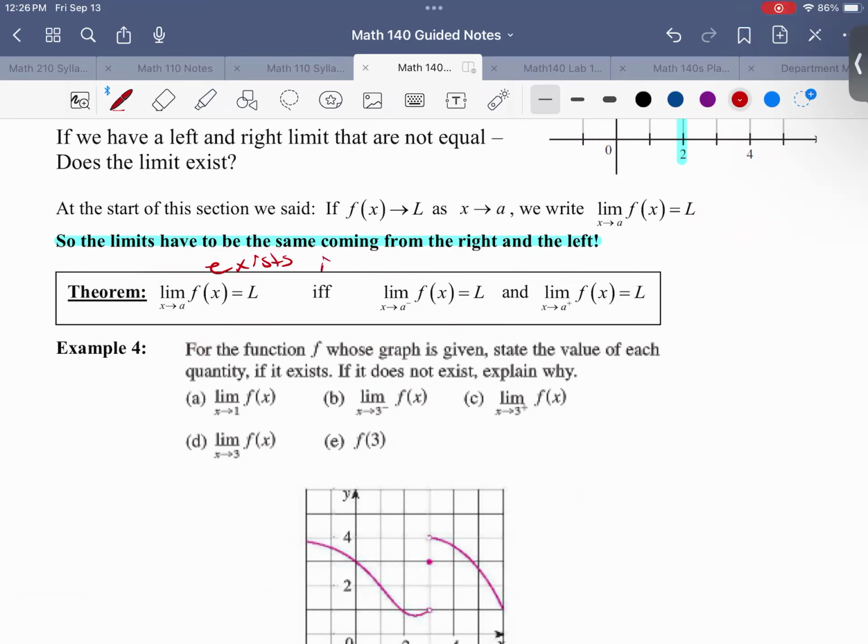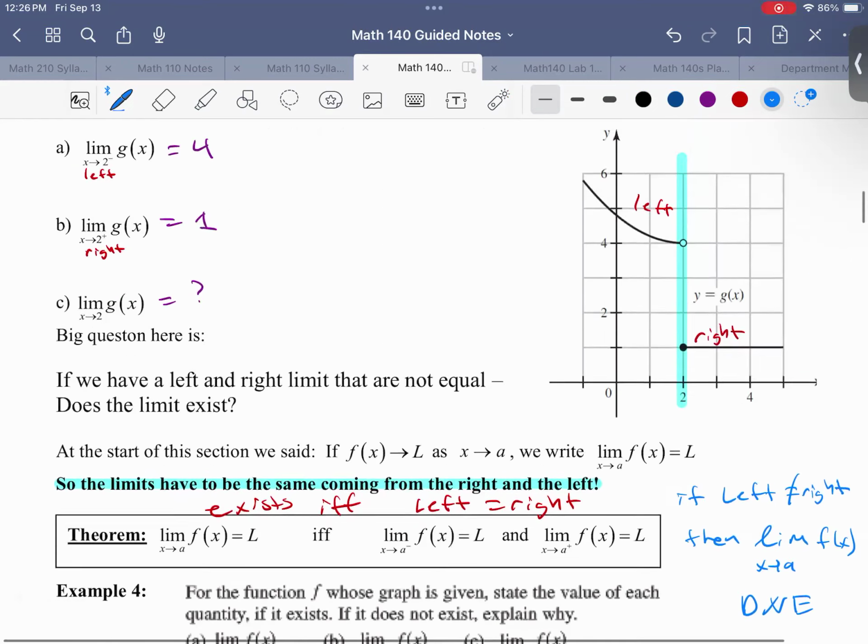So the limit exists if and only if left equals right. Okay, if they don't equal each other, right? So what it's saying is, if left doesn't equal right, then the limit as x approaches a of f of x does not exist.